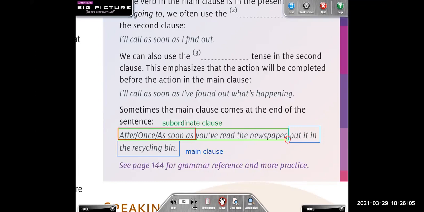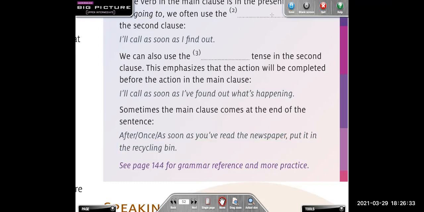Okay, we can say, put it in the recycling bin as soon as you have read the newspaper. Or put the newspaper in the recycling bin as soon as you have read it. Okay? Entonces, recuerden, cuando la main clause está adelante, no necesitamos coma, y cuando va atrás, sí. Okay? Any questions until here? Let's practice a little bit.